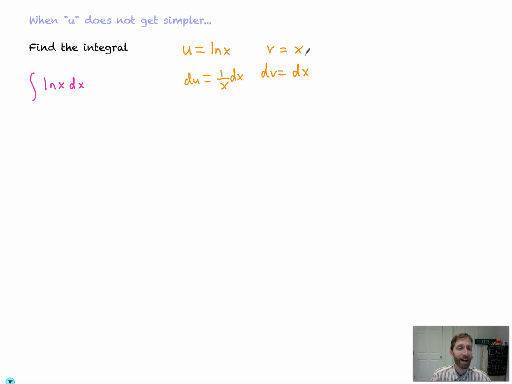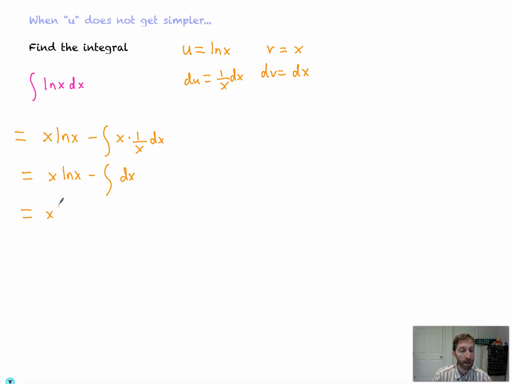It's nice. And you might be like, how does that get better? Well, watch what happens. It's a beautiful thing. This becomes the product, right? u times v. So that's equal to u times v minus the integral of v du. Oh, isn't that nice? v du. Look what happens. We now get something that we can integrate. So x ln x minus the integral of 1 dx. And what is the integral of 1 dx?